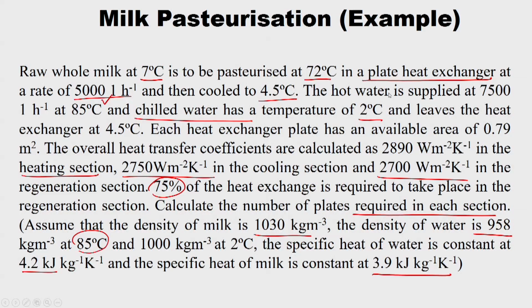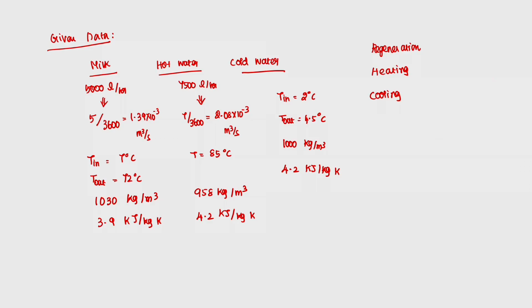If we see, for all the sections they have given a U. In the regeneration section U is 2700 watt per meter squared Kelvin, in the heating section U is 2890 watt per meter squared Kelvin, and in the cooling section U is 2750 watt per meter squared Kelvin. And the important thing is, in the regeneration section almost 75% of the total Q is exchanged between the raw milk and the pasteurized milk.